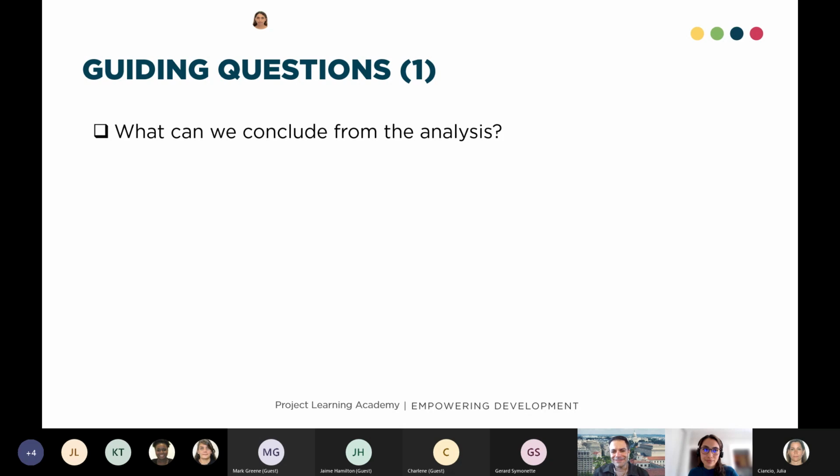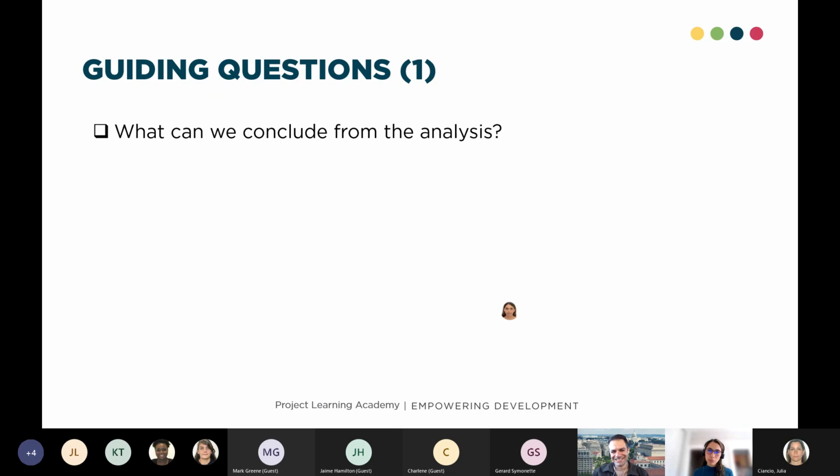Let's see the questions. Did you understand what the analysis was aiming for? What was the objective of the analysis? Was it clear? Everybody's so quiet this morning.